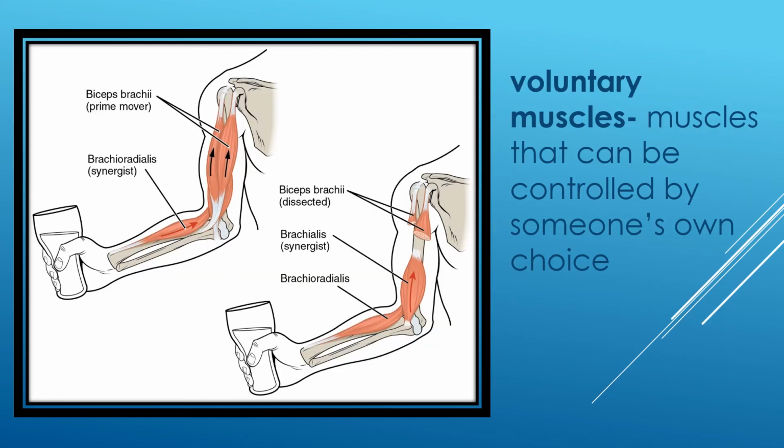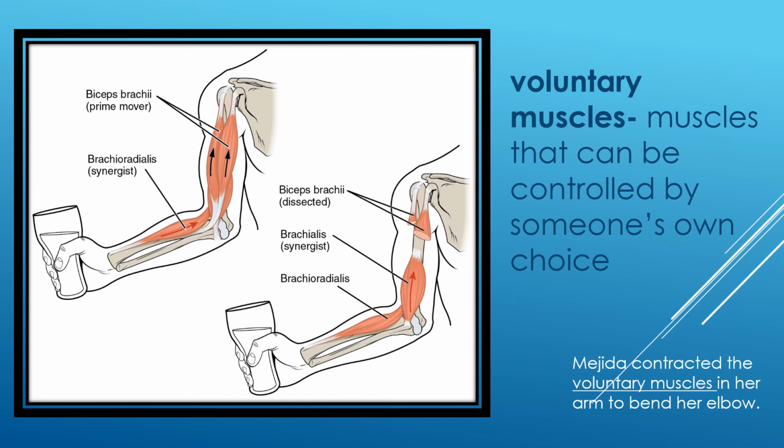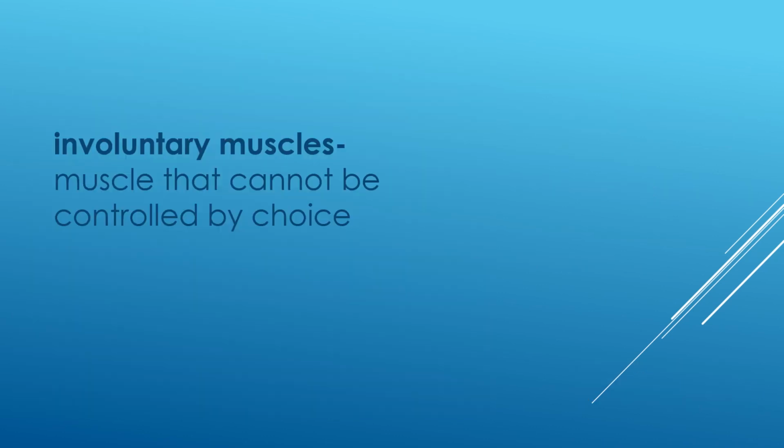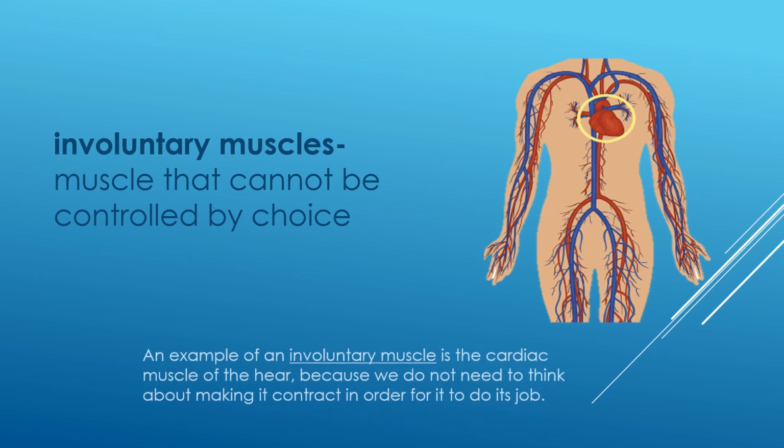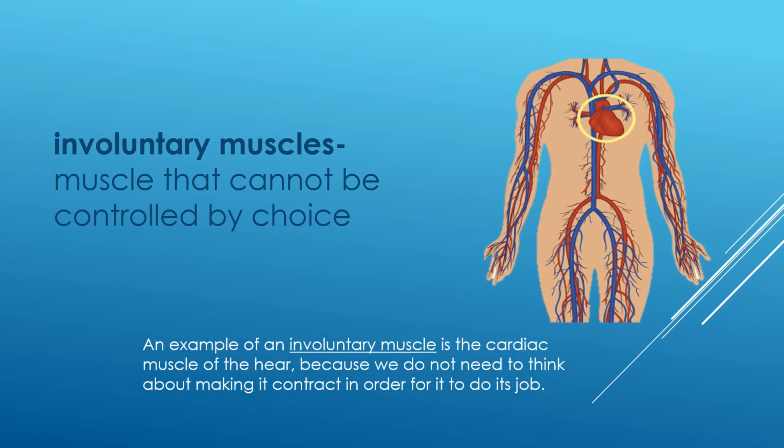Voluntary muscles are muscles that can be controlled by someone's own choice. Mahita contracted the voluntary muscles in her arm to bend her elbow. Involuntary muscles are muscles that cannot be controlled by choice. Like you see here in our heart, we don't decide that our heart should beat, it just does it. It does it involuntarily. An example of an involuntary muscle is the cardiac muscle of the heart because we do not need to think about making it contract in order for it to do its job.